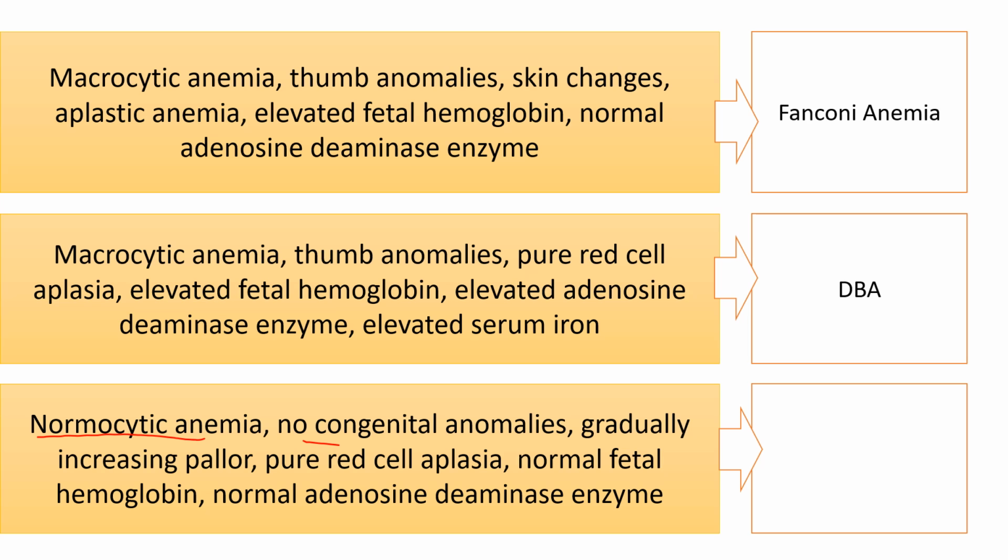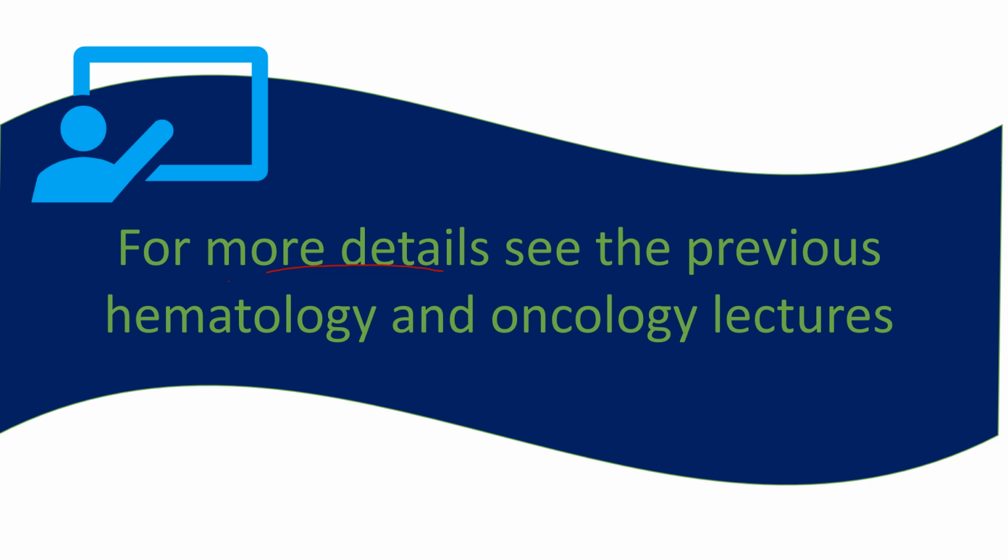Normocytic anemia, no congenital anomalies, meaning previously healthy, gradually increasing pallor. Pure red cell aplasia means white blood cells and platelets are normal. Normal fetal hemoglobin, normal ADA. This is transient erythroblastopenia of childhood. For more details and comprehensive coverage, see the previous hematology and oncology lectures.